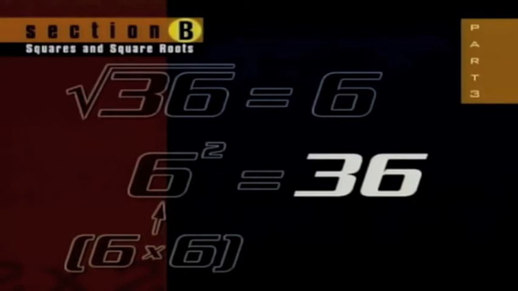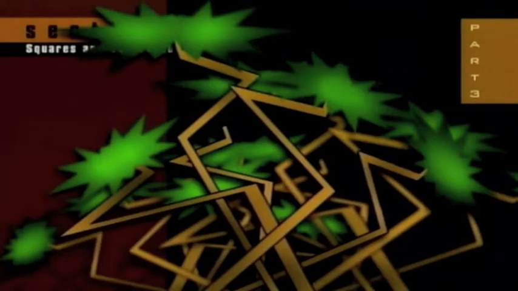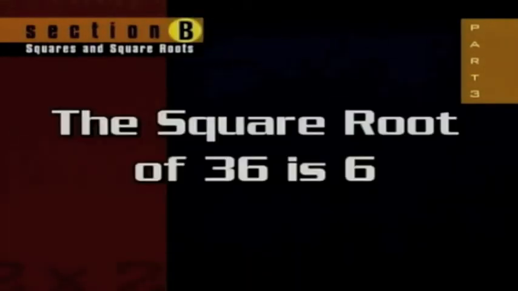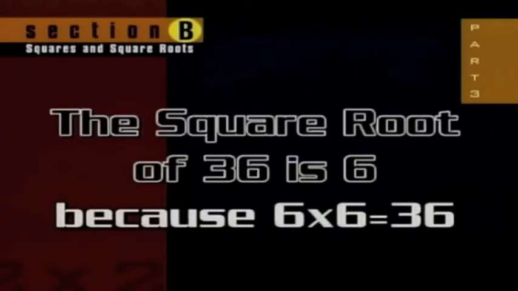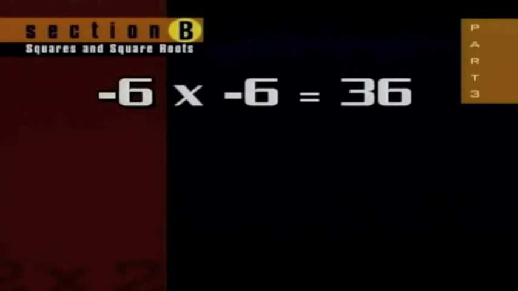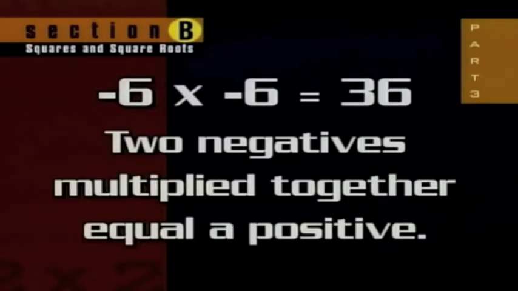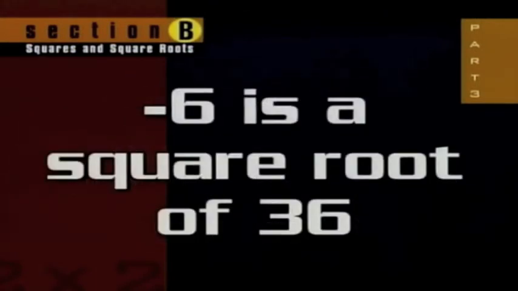Okay, now that we've got that down, in this jungle of roots, there's something else we've got to look out for. We know the square root of 36 is 6 because 6 times 6 equals 36. But negative 6 times negative 6 also equals 36 because two negatives multiplied together equal a positive. This means that negative 6 is also a square root of 36. Let's look at this in more detail.